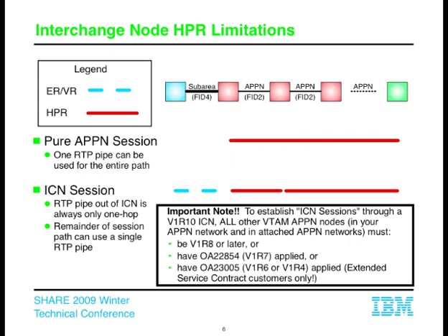So if you can't be sure that all the other APPN attached nodes in your network are at the right level, you can at least make sure that your interchange node is at the right level, and you can disable the HPR seslim function, and that will eliminate any of the coexistence issues that would be out there.